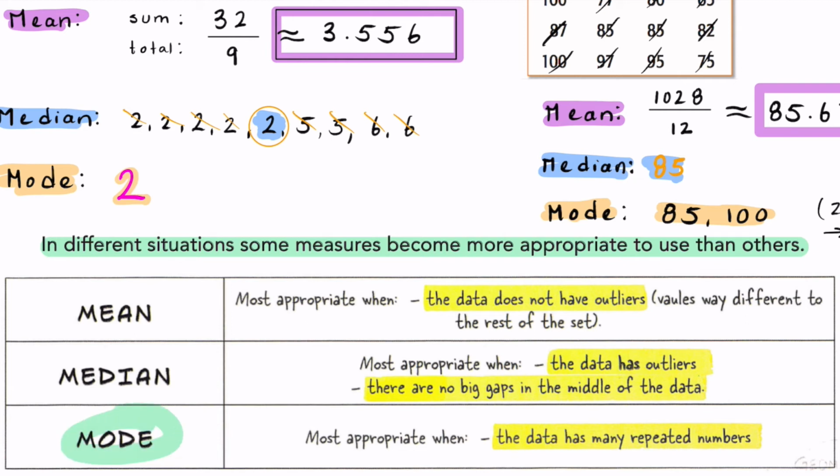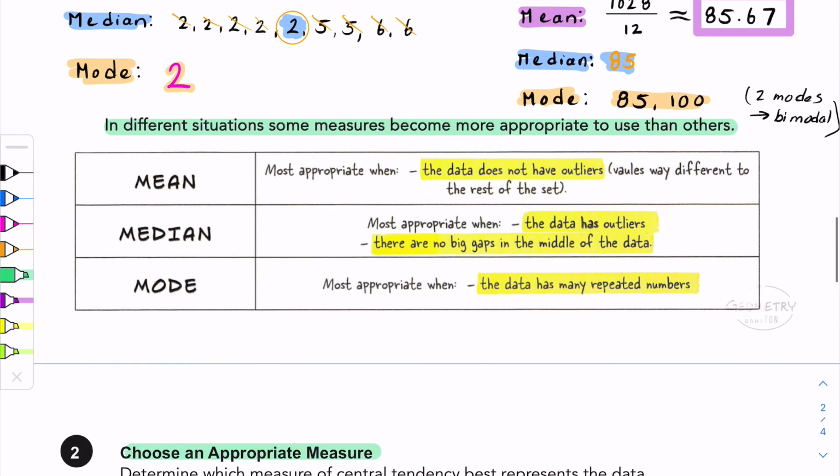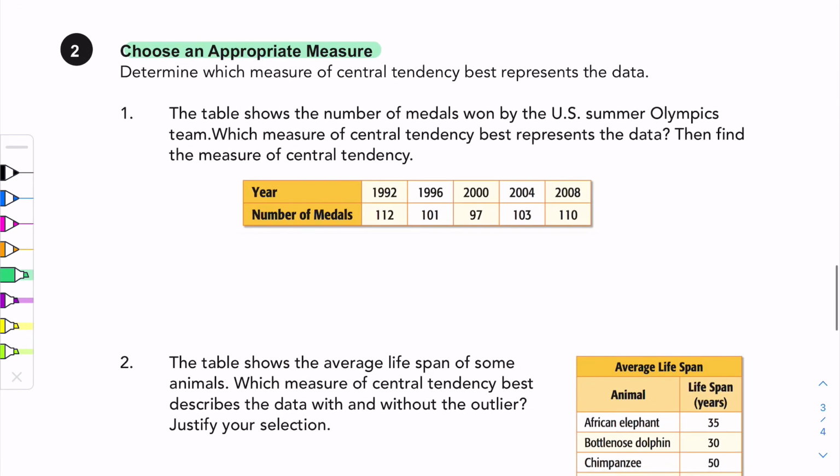And the mode is most appropriate when you have a set of data that has multiple sets of repeated numbers, or many of the same repeated number. That's when you want to use the mode. We need to choose appropriate measures, so we need to use that table that I just went over, which has highlighted values. We need to determine which measure of central tendency best represents the data.